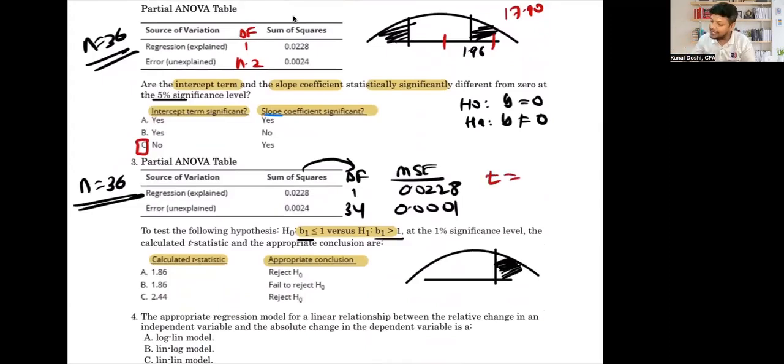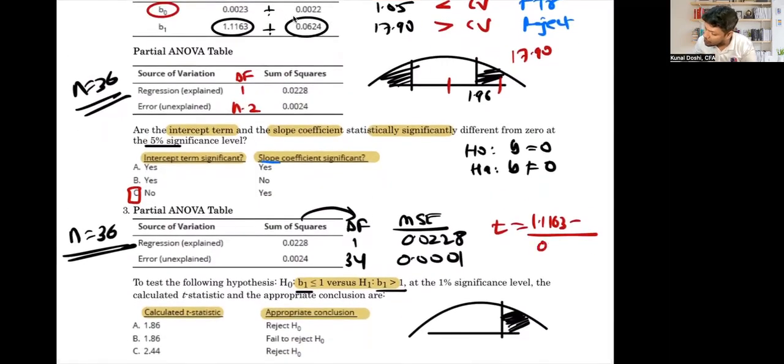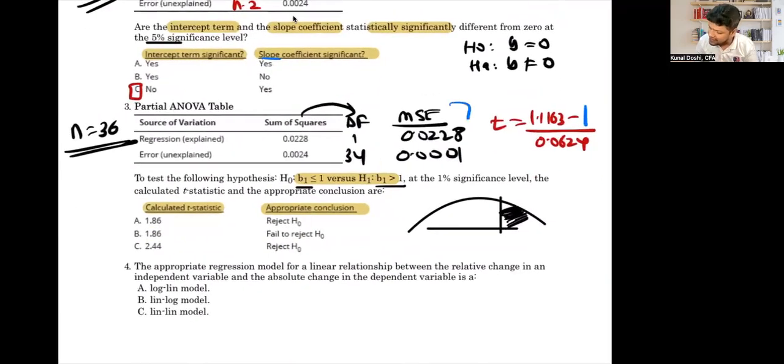Now, in order to calculate the test statistic for the beta, I will take 1.1163 divided by the standard error 0.0624. Now, instead of 0, I will take 1. So all this extra stuff that we did was honestly not required. Degree of freedom was missing. Ignore it. Here you will do 1 because now the target is 1. Based on that, what is your test statistic?